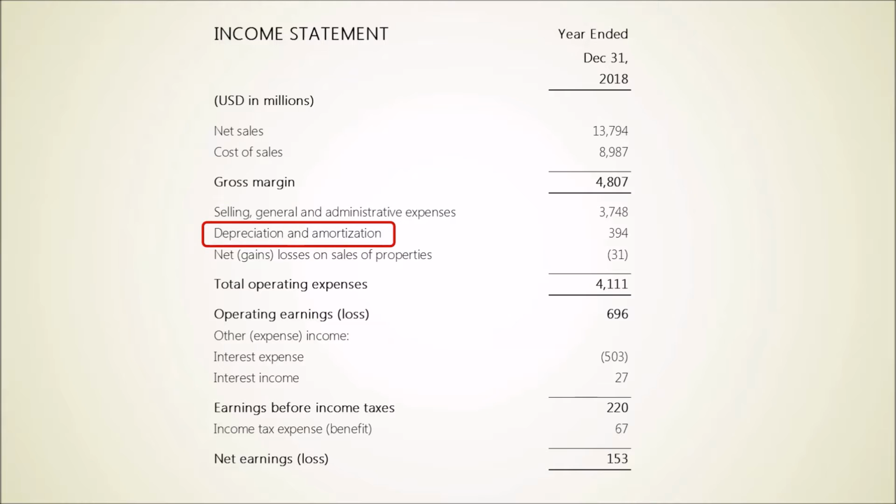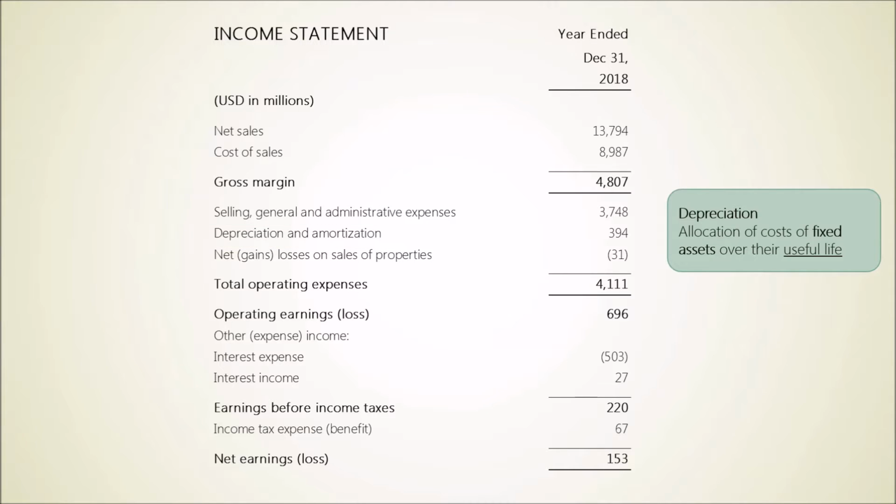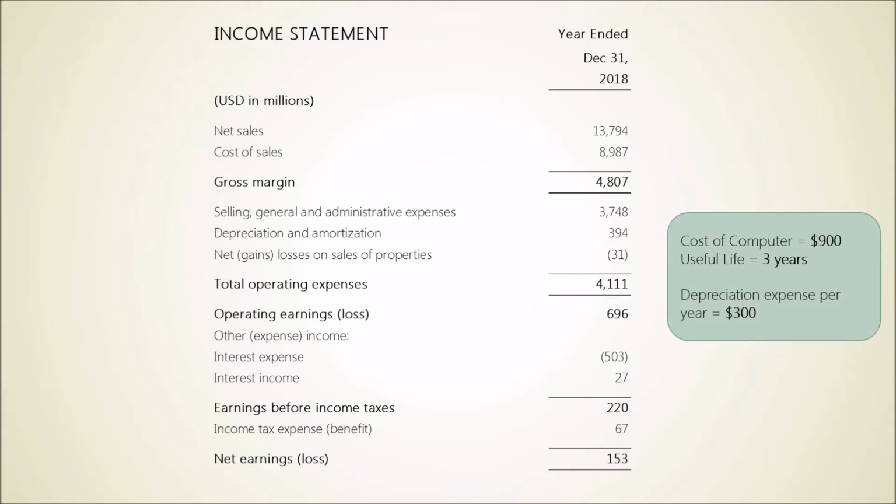Next item on the income statement is depreciation and amortization. What is depreciation? Depreciation is an allocation of cost of fixed assets over their useful life. For example, the company buys a computer. A computer is a fixed asset because it is expected to be used by the company for more than 1 year. Now the cost of the computer in this case is $900 and the useful life is estimated to be 3 years. The depreciation expense per year for this computer would be $300.